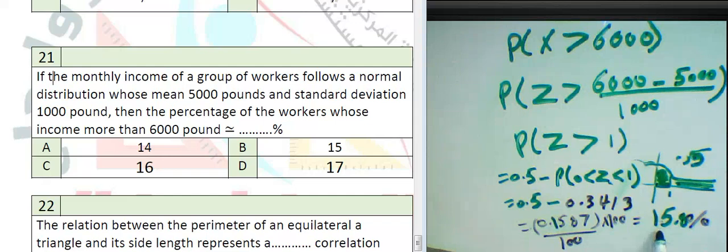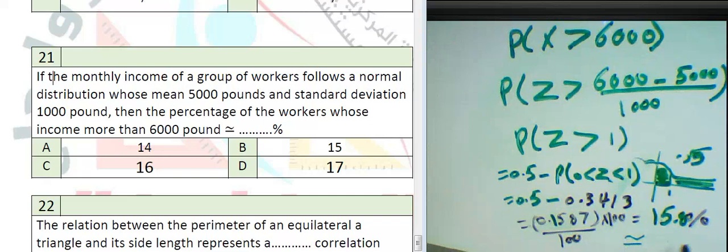The result will be 15.8. We want to find an approximation of this number. 15.8 is nearest to 16%. The result will be letter C.